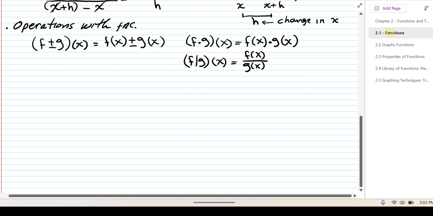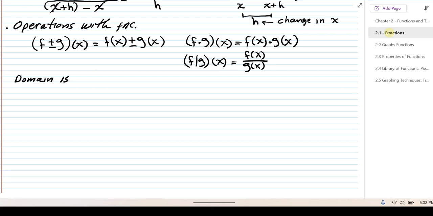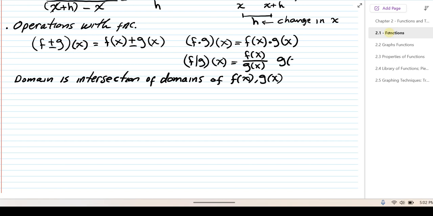And in all cases, the domain of the resulting function is the intersection of the domains of f of x and g of x. And in the case of a quotient, remember, division by 0 is undefined, so here the denominator cannot be 0. All right, and there you have it.